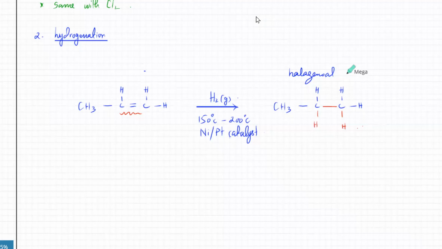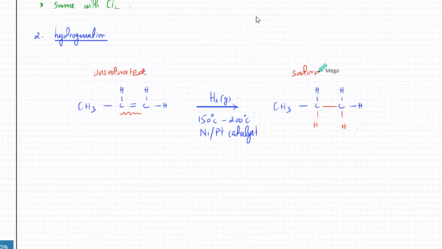And instead of forming a halogenoalkane, it's actually forming an alkane. So what happens is that your unsaturated molecule turns into a saturated molecule.